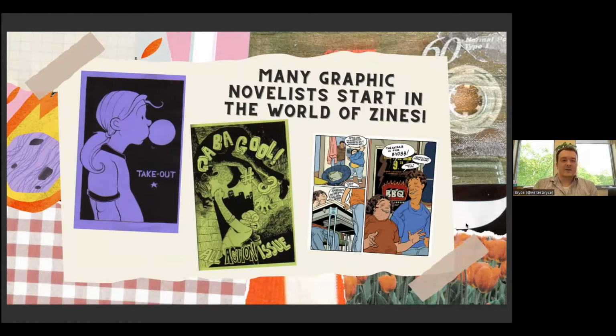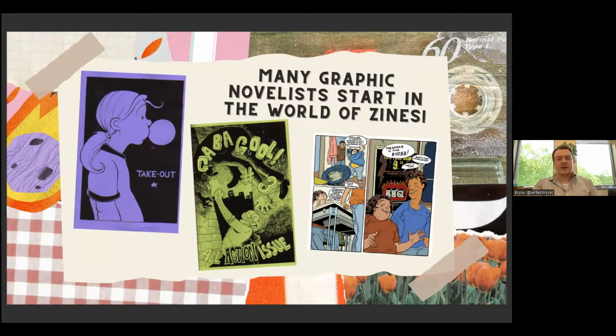Raina Telgemeier, who's done books like Smile and Drama, incredibly popular and really clever and just a great author, started out making these zines and mini comics, and would just go to conventions and give them to people that she admired, people that she looked up to, or she would end up tabling at these conventions and selling. I think Smile also, the whole book ran as zines before it ended up being picked up by Scholastic.